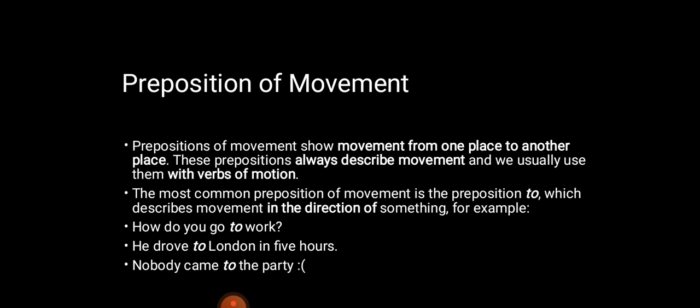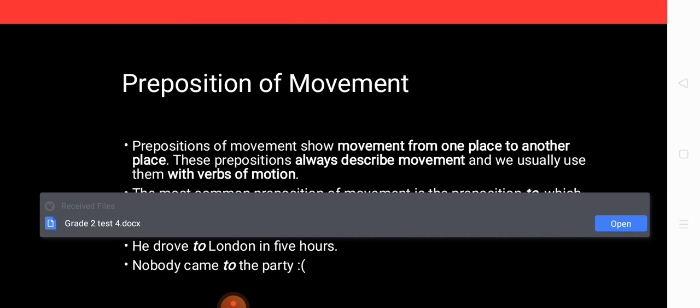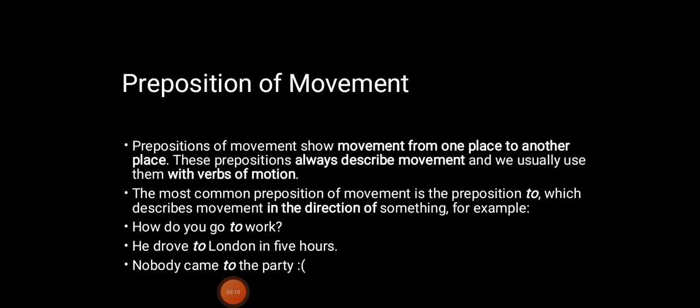There are some verbs that you use to indicate or to show the action. सो फॉर एग्जाम्पल, द गर्ल इज जम्पिंग. ओके, सो दिस इज़ एन एक्शन, दिस इज़ अ मोशन. सो दिस इज़ बेसिकली द वर्ब्स ऑफ मोशन, ये वर्ड्स ऑफ मोशन होती हैं. ओके, सो लेट्स स्टार्ट. द मोस्ट कॉमन प्रेपोजिशन ऑफ मूवमेंट इज द प्रेपोजिशन टू. टू सबसे कॉमन प्रेपोजिशन ऑफ मूवमेंट है जो कि लोकेशन या मूवमेंट को इंडिकेट करती है.